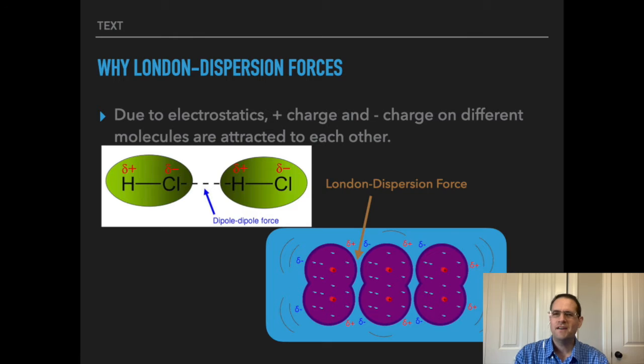Okay, so that's a good analogy of the London dispersion forces. And without getting into a lot of math and physics, that's basically all you need to know about it, okay? The larger the surface, the more London dispersion forces a molecule will have. So again, it's simply due to opposites attracting.